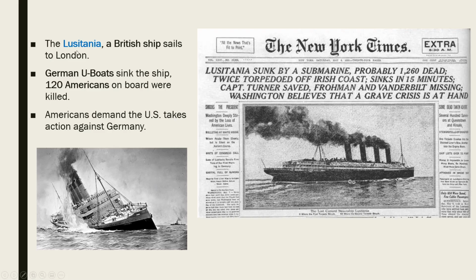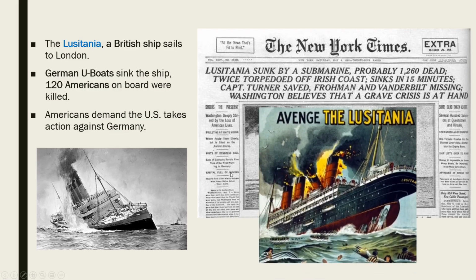And that's after, and again, this ship is called the Lusitania. So a lot of people will start saying we need to avenge this ship, the Lusitania, which killed 120 innocent Americans, and further called for us to go to war. And propaganda, like you see here, was created and is drawn, painted, produced to encourage Americans to join the war.